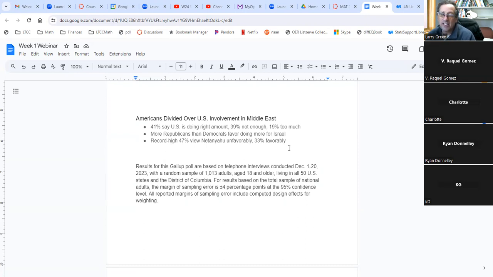Okay, so here's a question I have for y'all. Can we really say that 40%, 41% of all people in the United States think that the United States is doing the right amount?